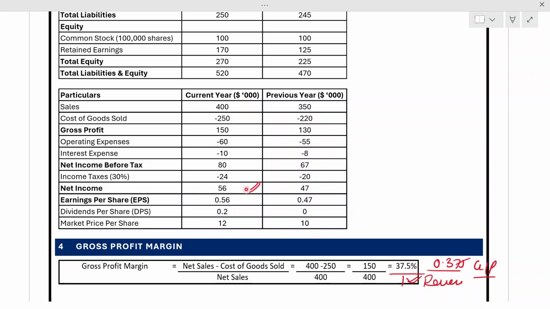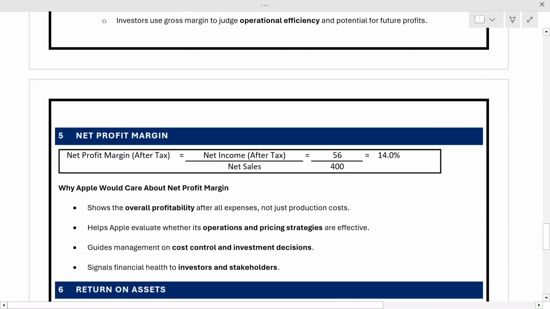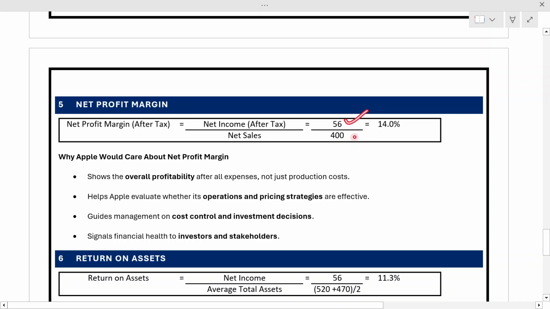So when you divide this 56 by 400, you will be getting your net profit ratio, which is 56 divided by 400. So you are getting 14% as net profit. It simply means that for every rupee of sales, every rupee of revenue here, you are getting 14%, meaning $0.14 as the net profit remaining with you.